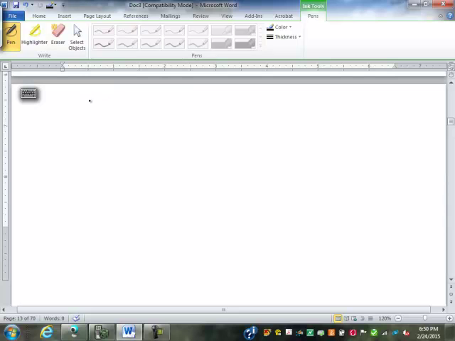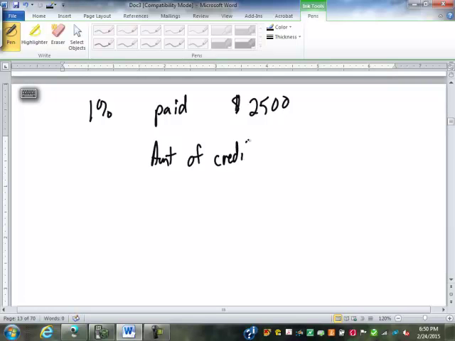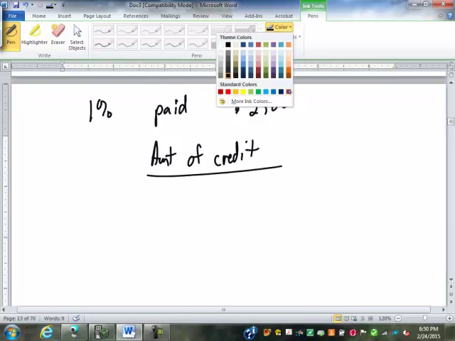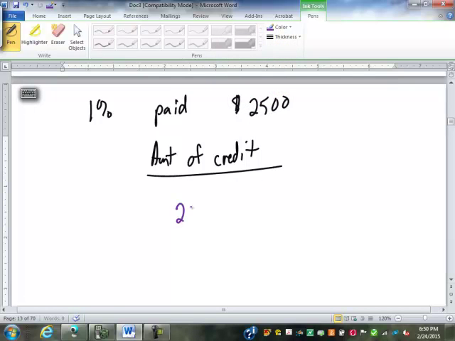So let's just do this. During a 1% discount period, you paid $2,500. What is the amount of the credit? How are we going to find the amount of the credit? There you go. The amount of the payment divided by the complement of our discount. So it's a 1% discount, it's going to be 99%. So that'd be what, 2,525.25? Yeah.